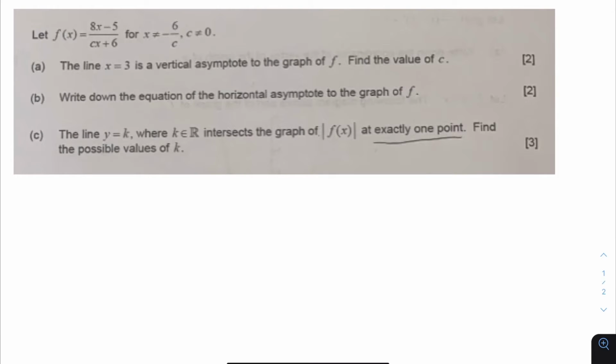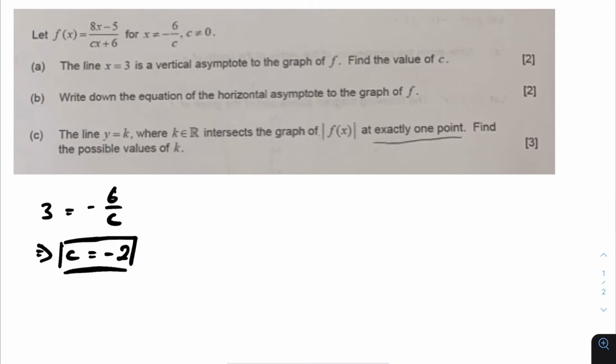So let's just substitute 3 into this equation here that they've actually constructed for us. So 3 is equal to negative 6 over c. So easily we know that c is equal to negative 6 over 3, which is just negative 2. It's pretty simple. Now we can move on to part B.